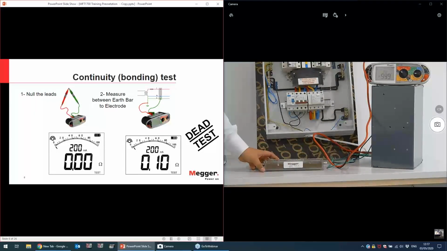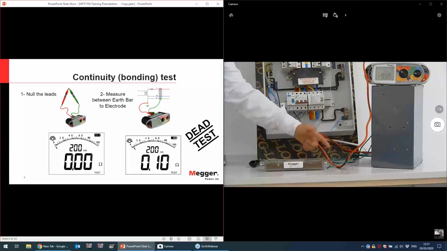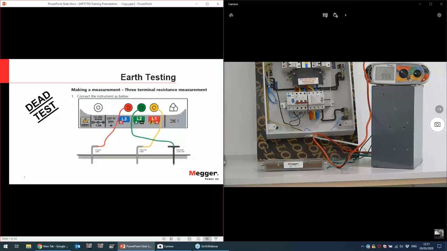Now, in this container, I have some sand and I have some terminals on the side. So I will consider this terminal as my electrode in the sand. To conduct this test, I connect in the following way. I have an electrode with the green wire, as you can see here. And then I need to put two spikes, one at a certain distance and another at a certain distance, to measure my earth resistance from here to the ground.